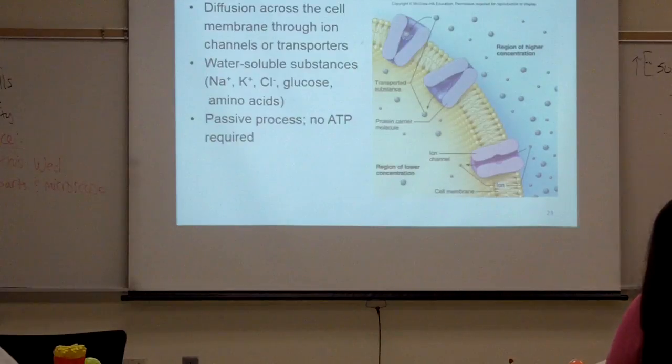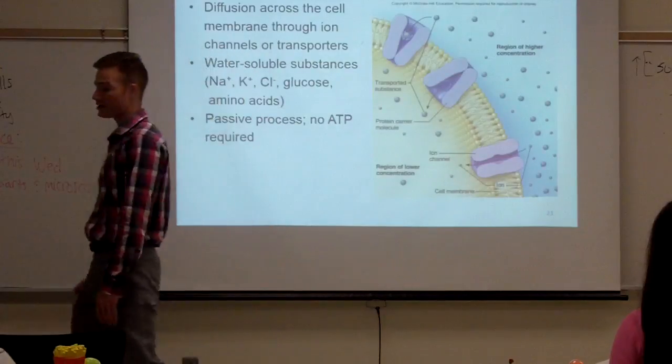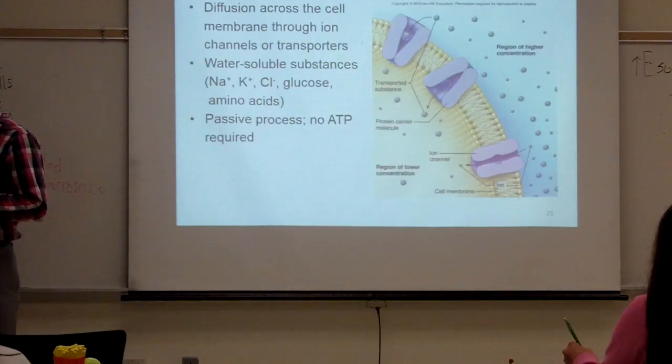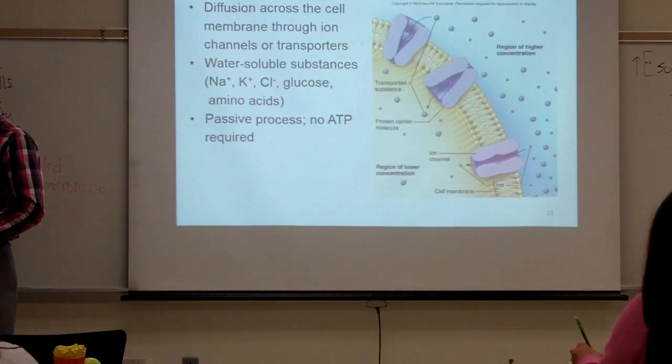You might want to write down another basic rule that most channels require ATP, but this is an exception to the rule. All the other times that we see channels, they are going to require ATP, so they'll be under active transport. But these channels for facilitated diffusion don't require ATP. You'll get tripped up. Your brain will get confused if you don't remember that, because you're going to think channel, ATP, but not every time. There's an exception. Sodium, potassium, chloride, glucose, amino acids.